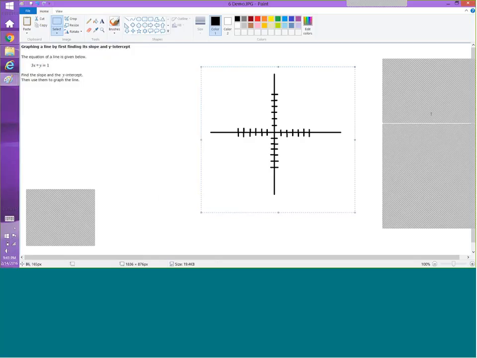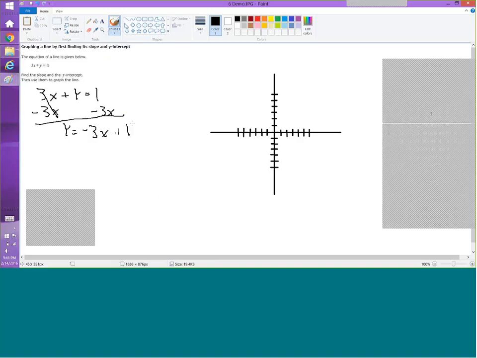Again, I could just use the negative a over b part, but I'm going to go ahead and work it out here. So we have 3x plus y equals 1. Subtract 3x from both sides to get y equals negative 3x plus 1. And hey, we're done already because y is completely by itself.